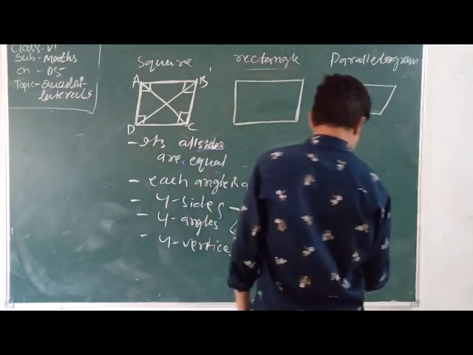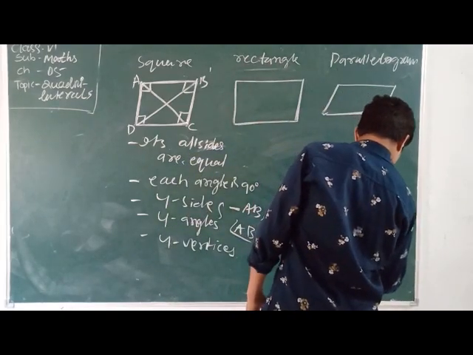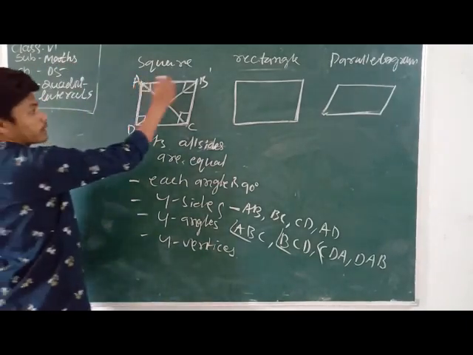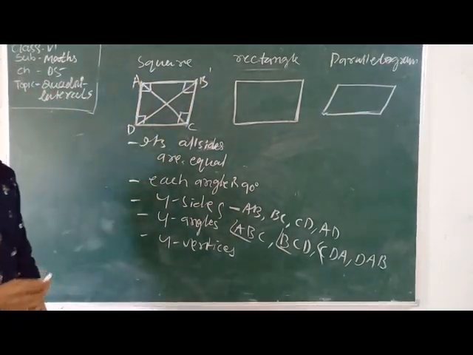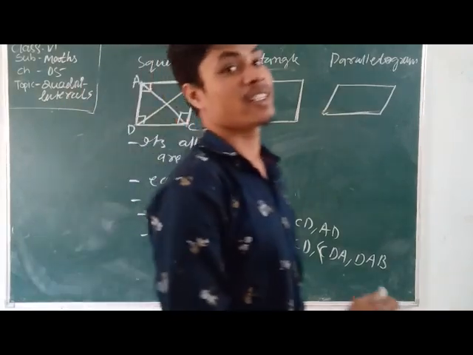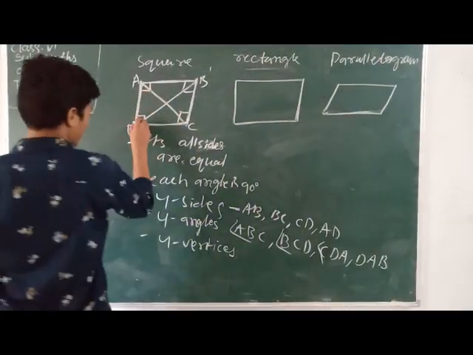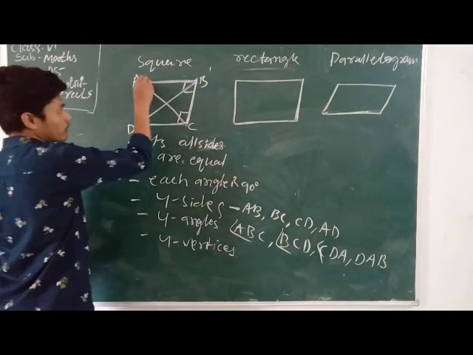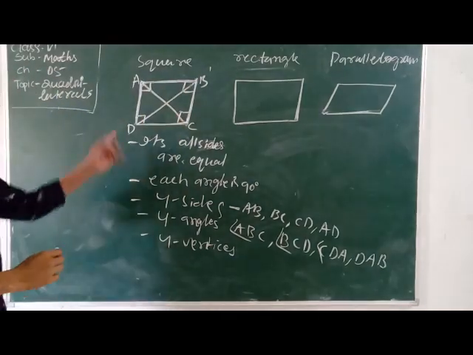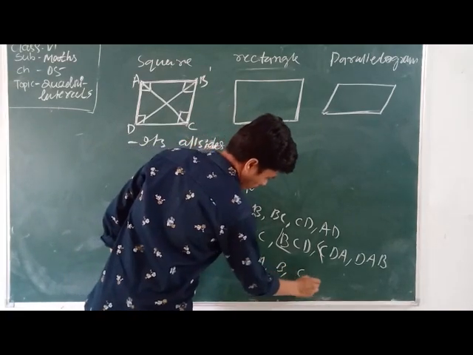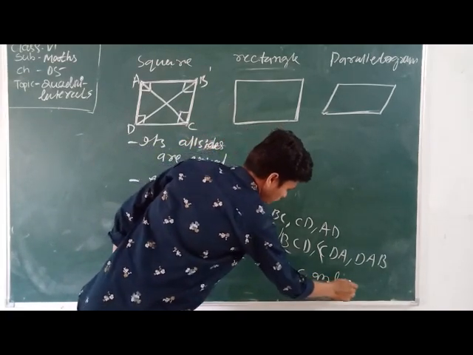And the last one is angle D, A, B. Now, what are the four vertices? The common point of two adjacent sides is known as a vertex. We have one adjacent side and another adjacent side, with one common point. The vertices are A, B, C and D.